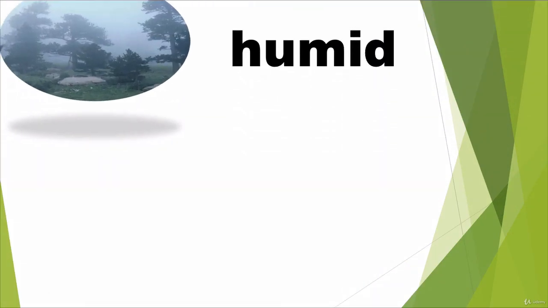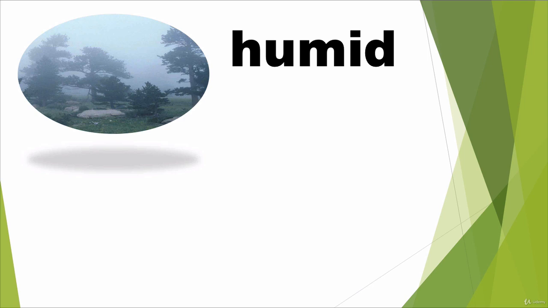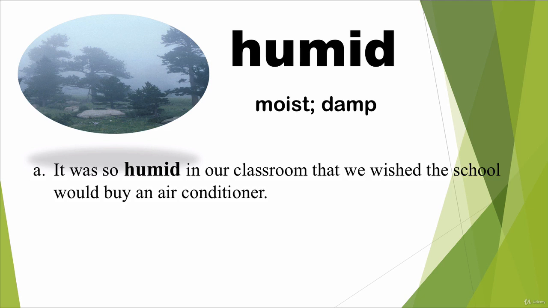The next essential word is humid. The weather in this picture, in this jungle, in this area is very humid. So humid means moist and damp. And this is an adjective actually. Moist and damp. A. It was so humid in our classroom that we wished the school would buy an air conditioner. Yes, humid.